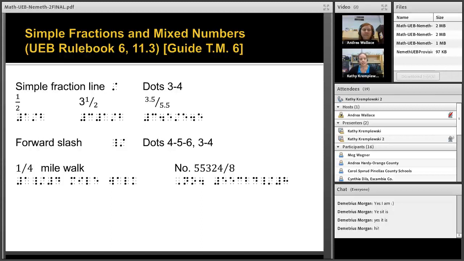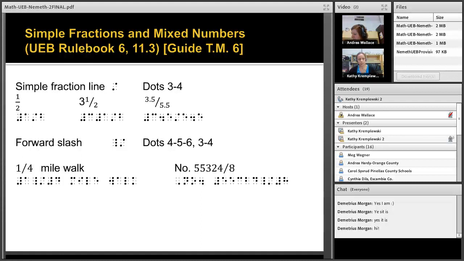All right, so on to simple fractions and mixed numbers. With UEB, anytime you have just numbers or numbers with decimal points or commas, or the line continuation indicator, you're going to have a simple fraction, okay? And it has to be where one number is over the other, like the 1/2, where the 1 is directly over the 2 in the first example, or the 3 1/2, where the 1 is over the 2, but it's kind of on a diagonal. That's when you're going to use a simple fraction line.